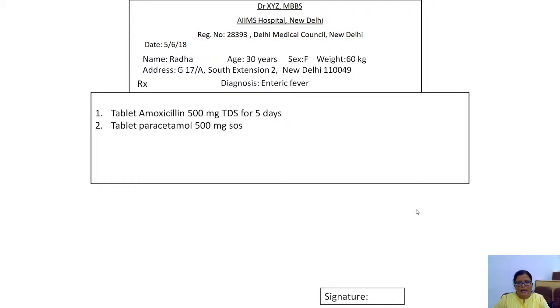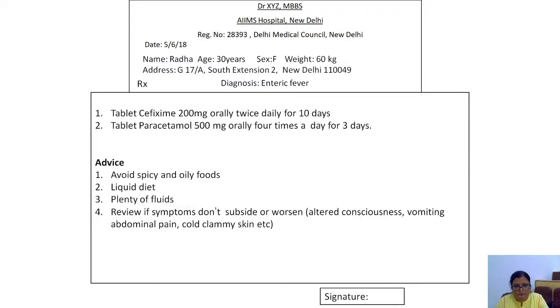Now I have shown you this prescription. The superscription is correct: they have written the name of the doctor, the hospital, and the registration number. When we come to the inscription, we have tablet amoxicillin 500 milligram thrice a day for 5 days, and paracetamol 500 milligram SOS. So what do you think? If we get a confirmed case of enteric fever, should we prescribe amoxicillin? No, of course not.